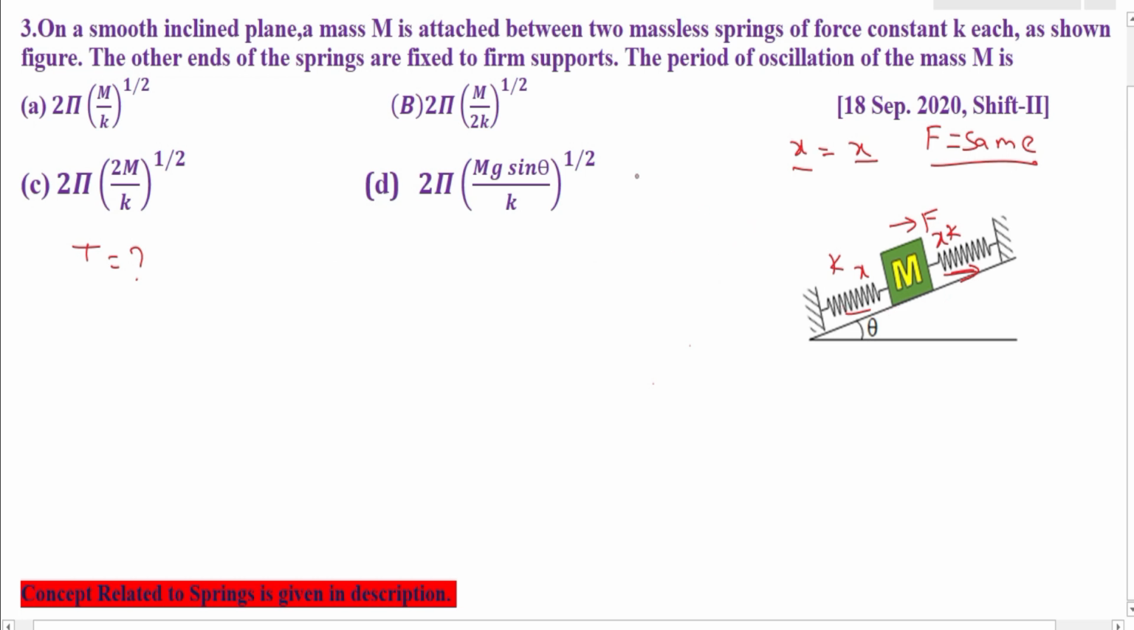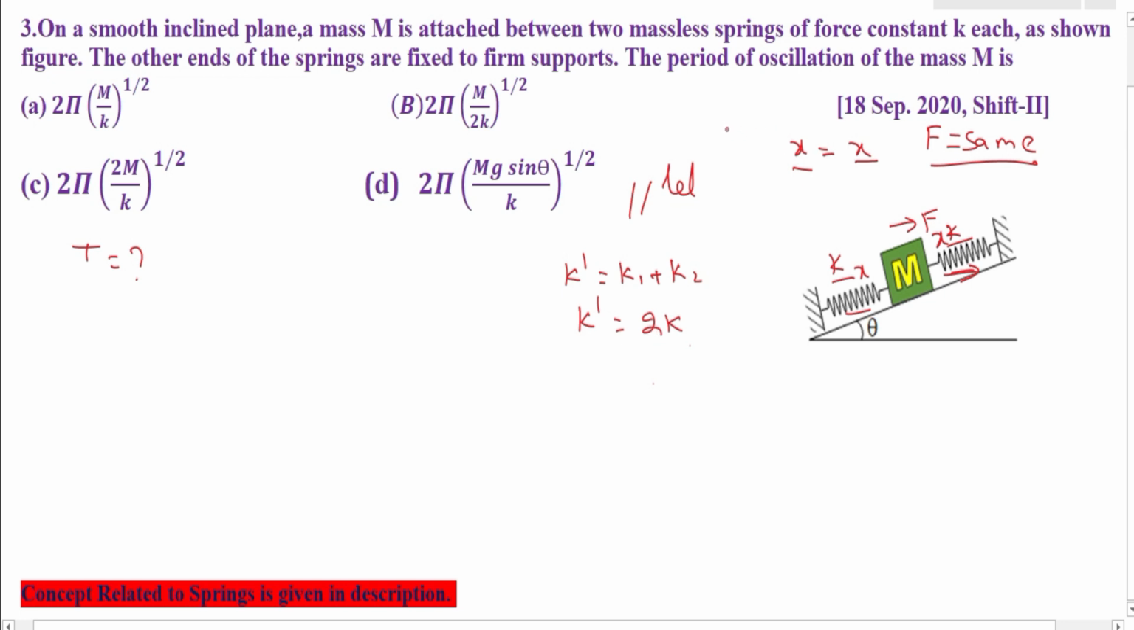Since compression is equal to elongation and since forces are same, we can say that these two springs are in parallel. We know that when two springs are in parallel, the formula for effective spring constant K dash is equal to K1 plus K2. In this case, K1 is K and K2 is also K. Then what will I get? I'll get K dash as K plus K, which is nothing but 2K.